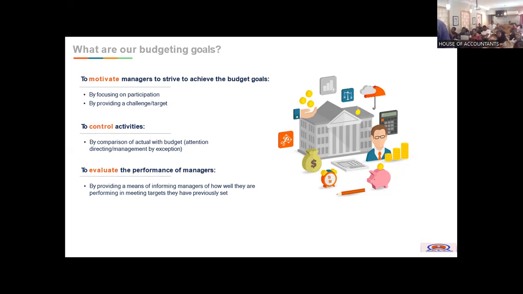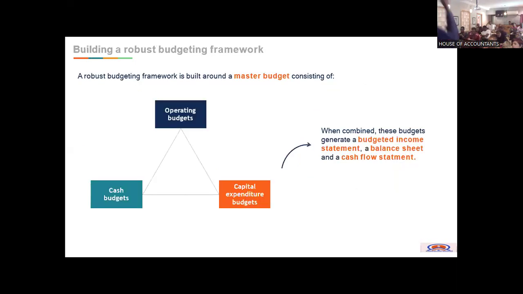Then to control activities, budget is also there. So if one department is spending more than what it is supposed to spend, you question them. Then to evaluate the performance, that is the most important thing. So you want to look at what you have budgeted for, and you want to know if they are meeting the target. So you have to look at the budget, then you compare it to our normal outcome.